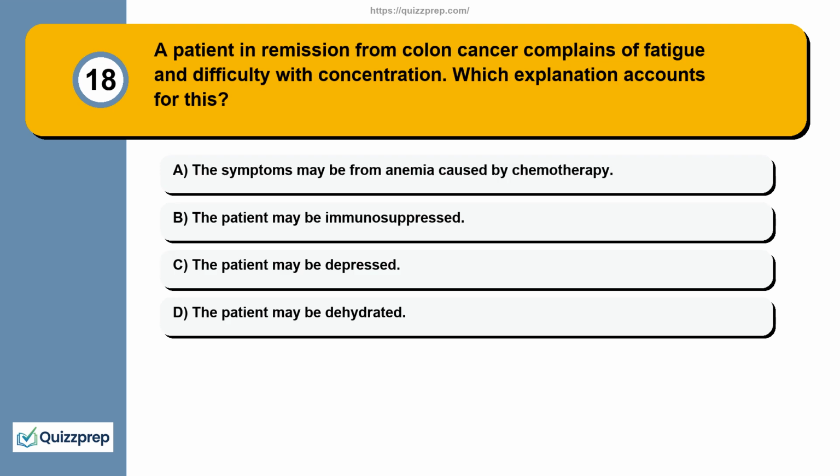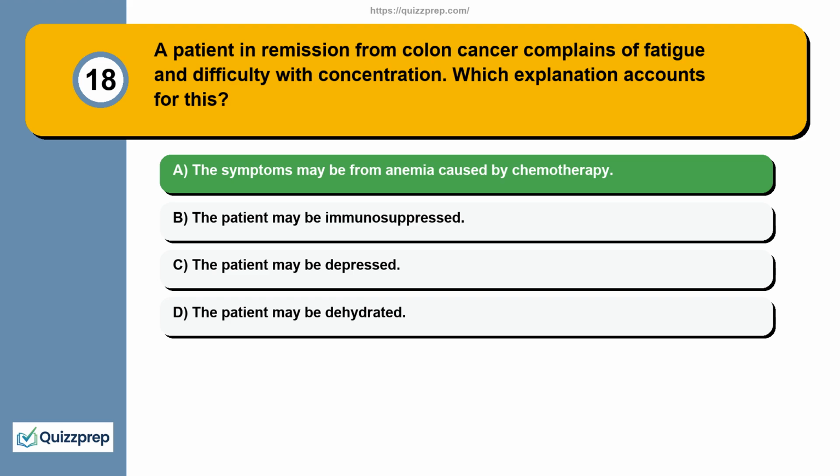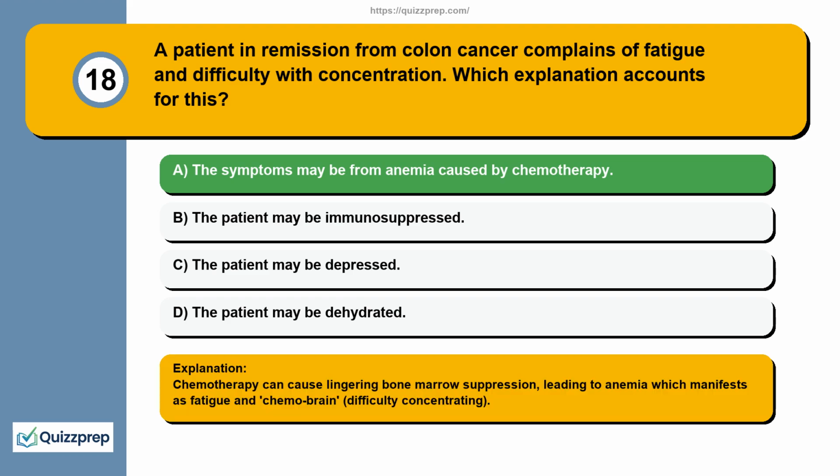Question 18. A patient in remission from colon cancer complains of fatigue and difficulty with concentration. Which explanation accounts for this? The symptoms may be from anemia caused by chemotherapy. The patient may be immunosuppressed. The patient may be depressed. The patient may be dehydrated. Chemotherapy can cause lingering bone marrow suppression, leading to anemia, which manifests as fatigue and chemobrain, difficulty concentrating.